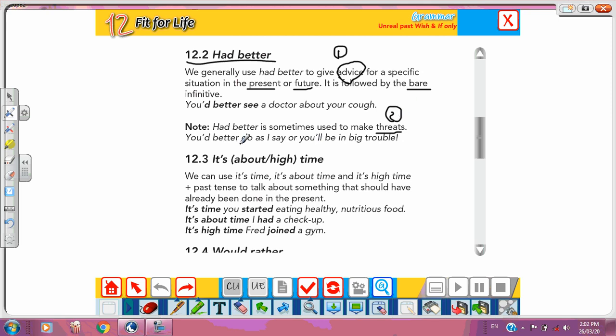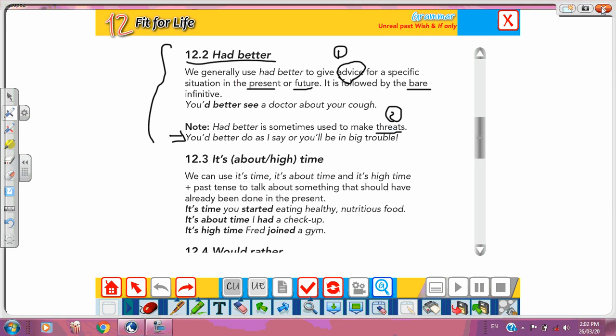You had better do as I say, or you will be in big trouble. Look here, it's a what? It's a threat. Okay, I'm threatening someone. All right, so these are the two uses of had better. We use had better for advice and for threats, and in both of them what comes after it? The verb in the bare infinitive. Very good, thank you.